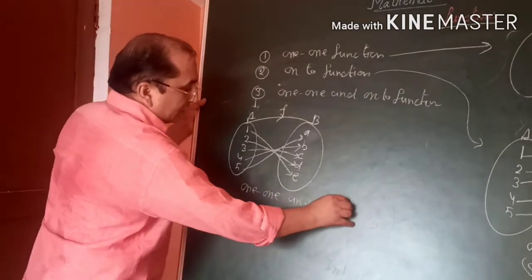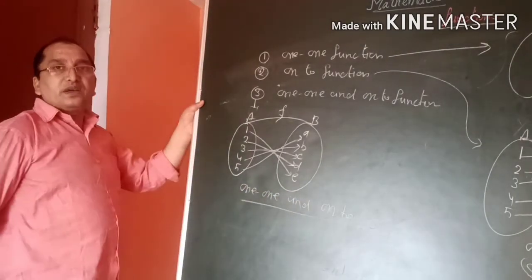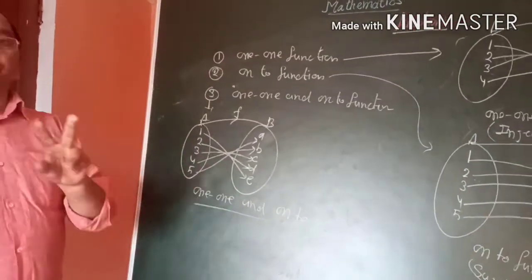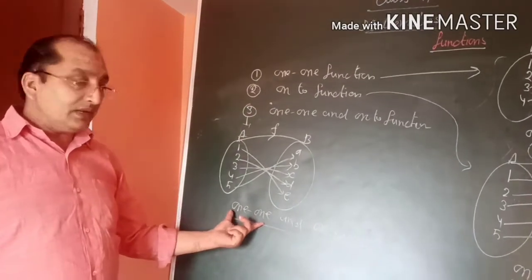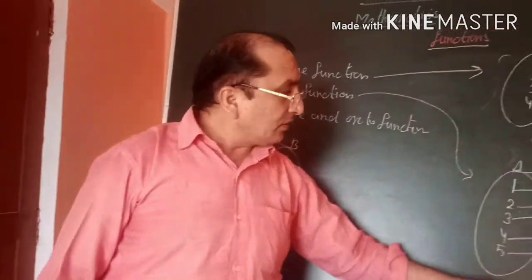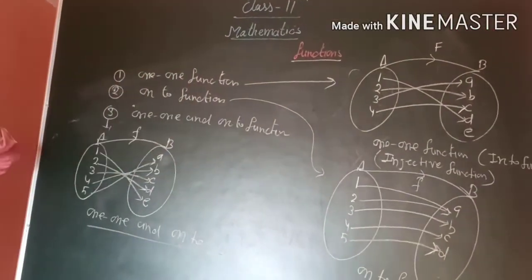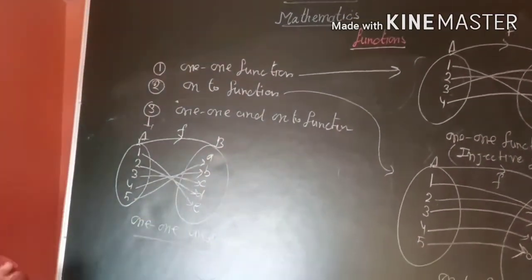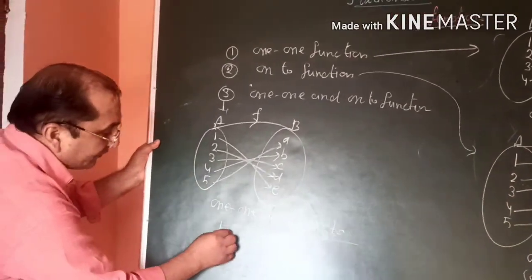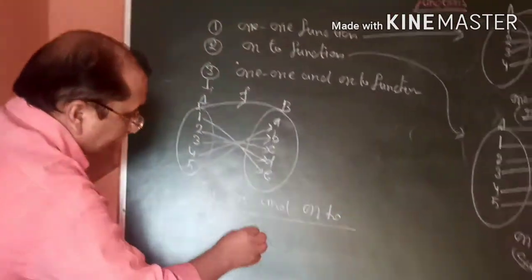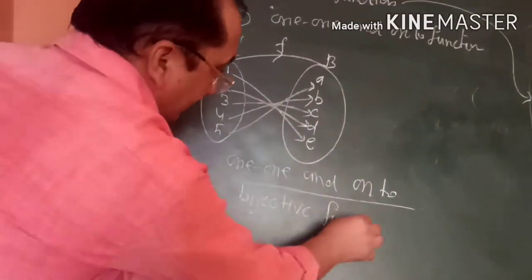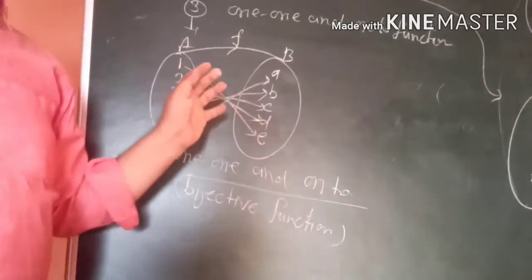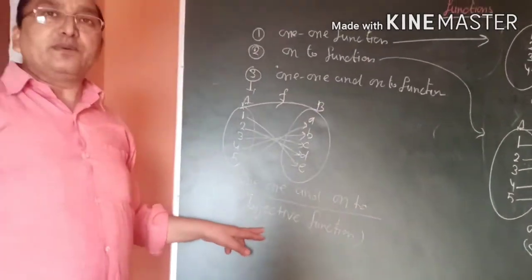One-one and onto is so called because this function has two properties: it is one-one as well as onto. By combining both these properties, we get the one-one onto function. This is known as a bijective function. This is really very important.